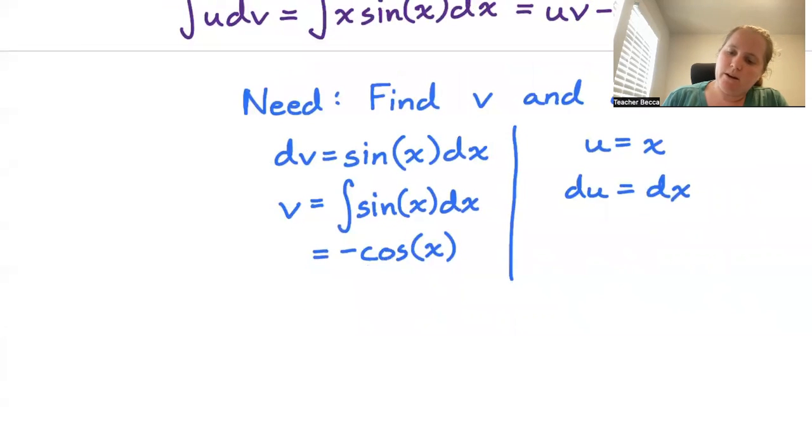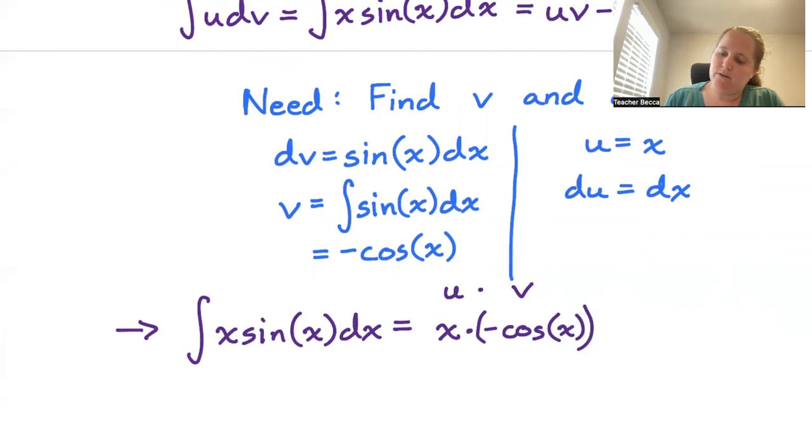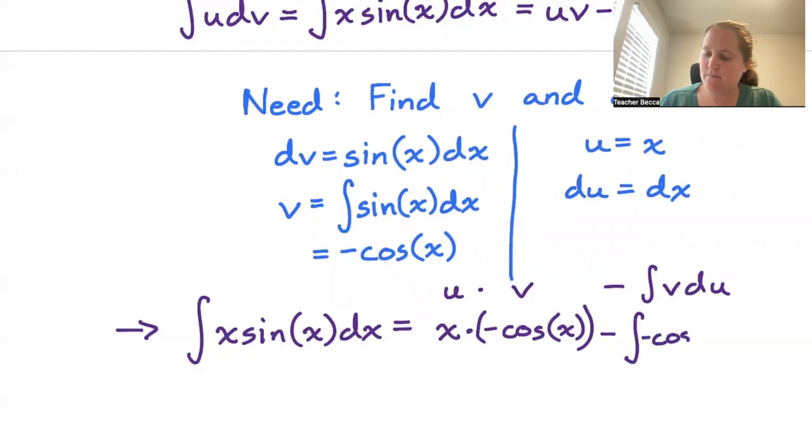So at this point, we have that our integral of x sine of x dx is equal to, we should do a u times v. So we are looking at x times a negative cosine of x. Then we should subtract the integral of v du. So we are looking at minus the integral of v, which is a negative cosine of x, and du was just dx.